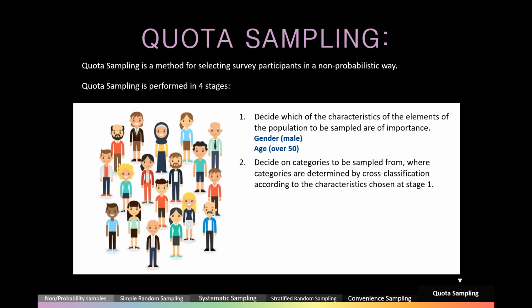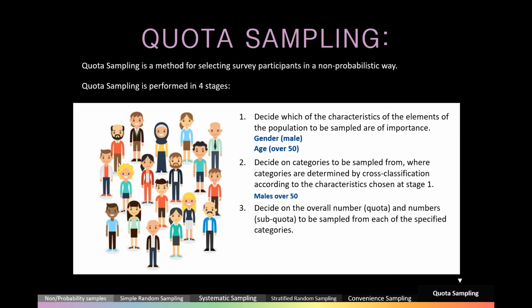Okay? So our next step is we want to decide on the categories to be sampled from, where categories are determined by cross-classification according to the characteristics chosen at stage 1. So what we mean is we're going to work with gender, male, age over 50, and we're going to determine our categories. In our case, it would be males over 50. What if we had gender, female and male, and age over 50? Then we would have 2 categories. We would have females over 50 and males over 50. The third step is we want to decide on the overall number, so our quota, and the numbers sub-quota to be sampled from each of the specified categories.